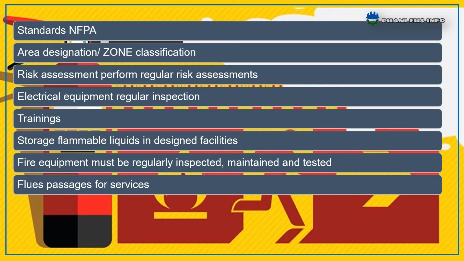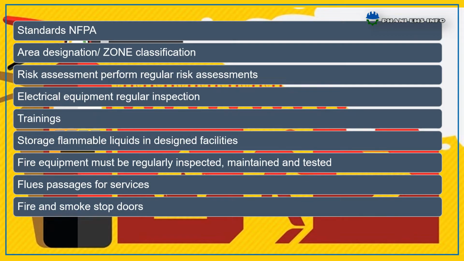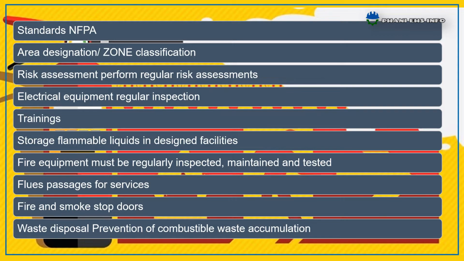Flues, passages for services or other ducts must be adequately fire-stopped to prevent their acting as flues for fire and smoke transmission. Fire and smoke stop doors: ensure that fireproof doors and shutters are self-closing. Keep all doors free from obstruction. Ensure that fire check doors are kept closed. Waste disposal: prevention of combustible waste accumulation in corners, passageways, or other convenient storage areas.